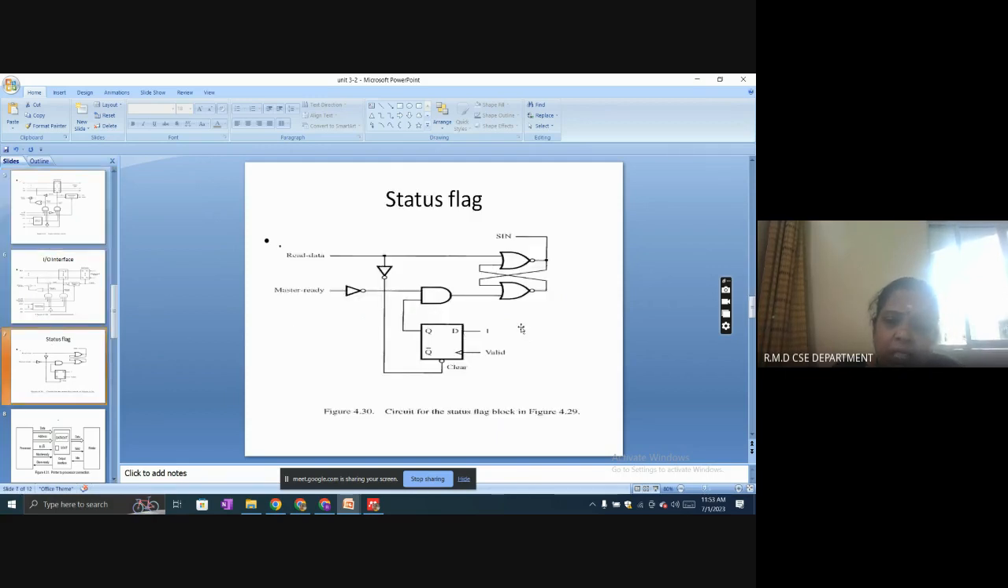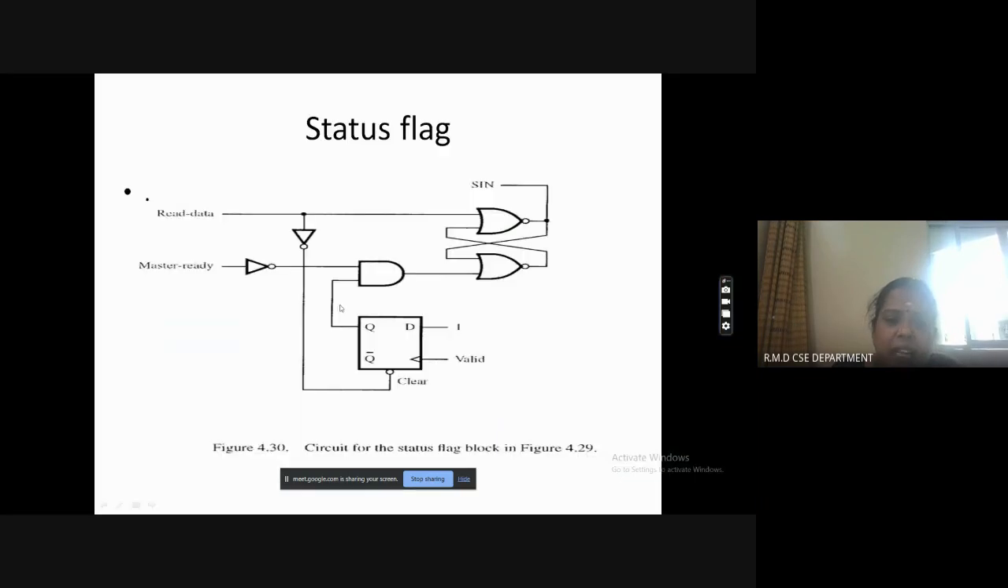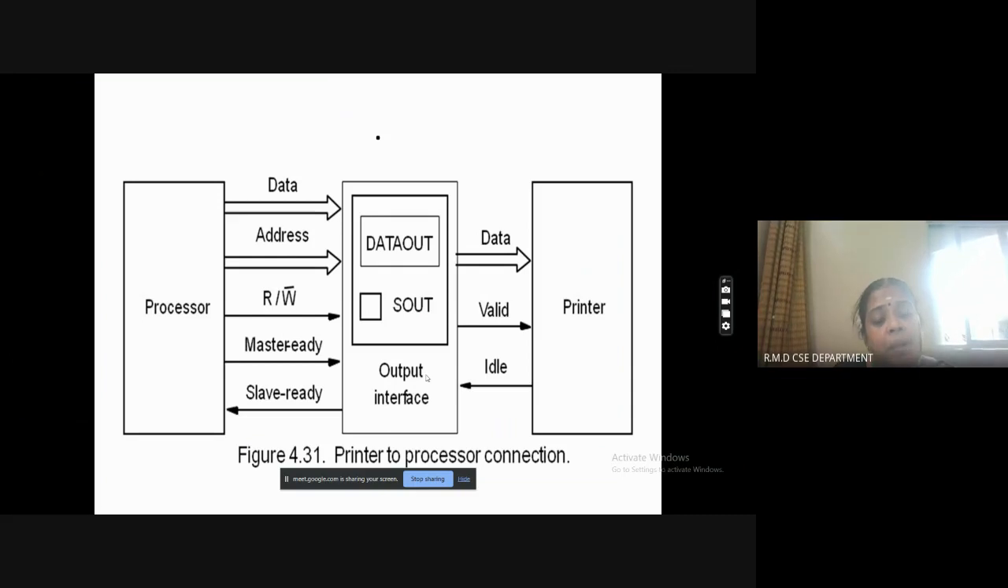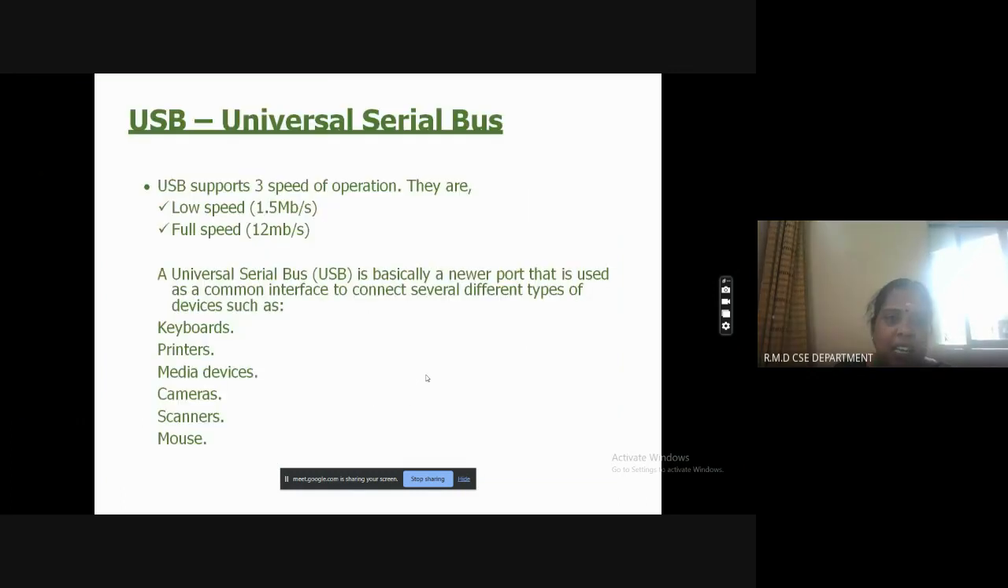Now next is the status flag. In the status flag we have two NOT gates. We have the read data and status in, and a D flip-flop is used for storing the data. Then this is the printer. The previous diagram was the keyboard interface; this is the printer interface. The processor will send the data to the data out. Data out and S out are the interfaces available, and data in and S in are the interfaces available in the input devices. To the printer, the data is given.